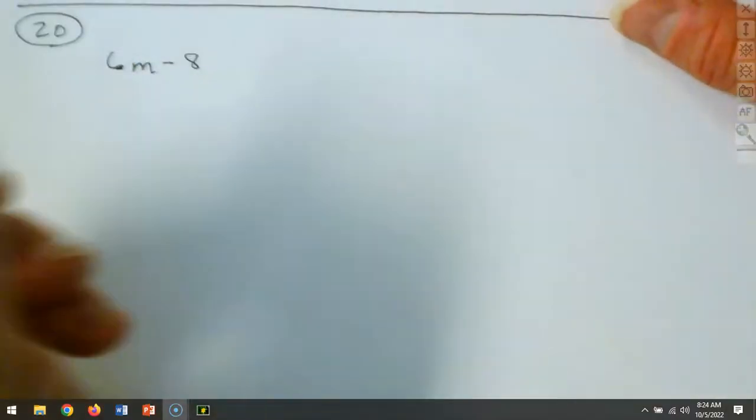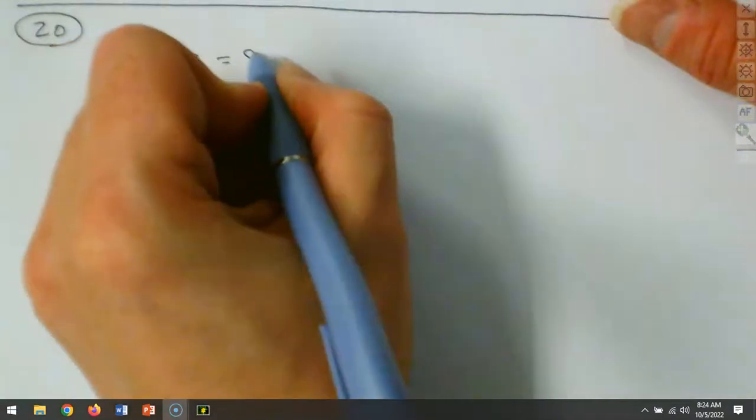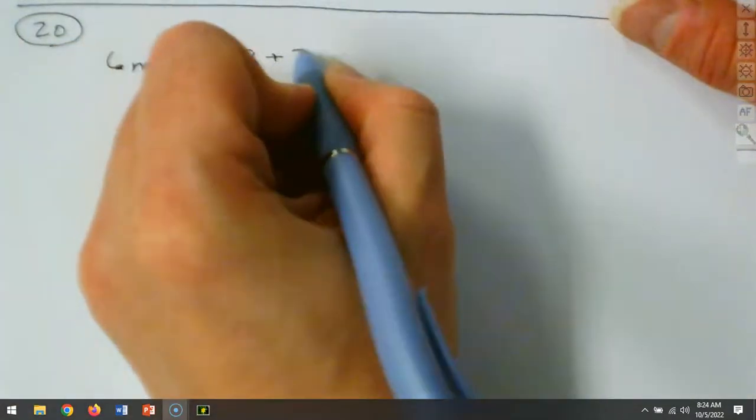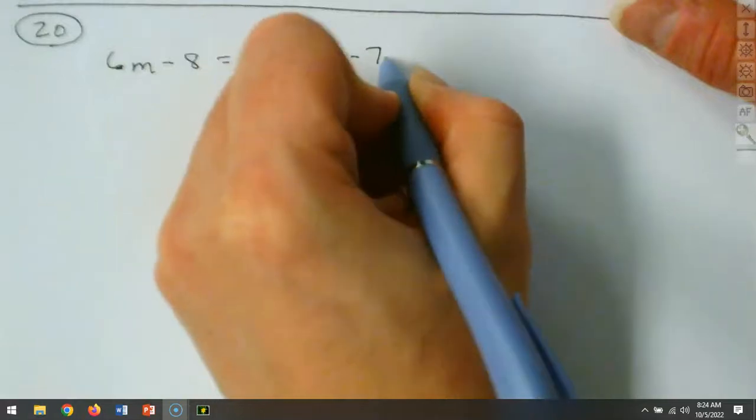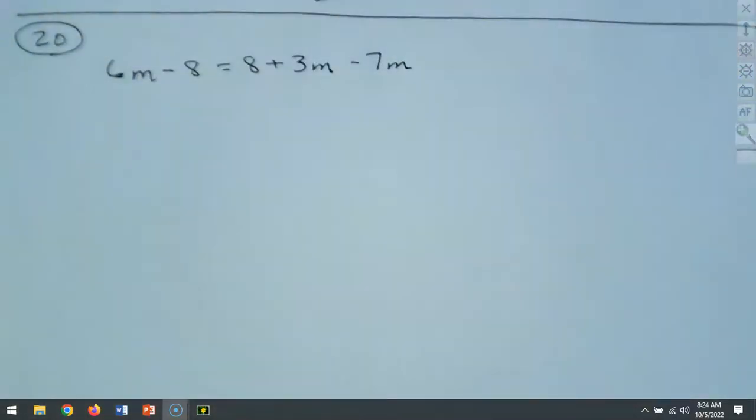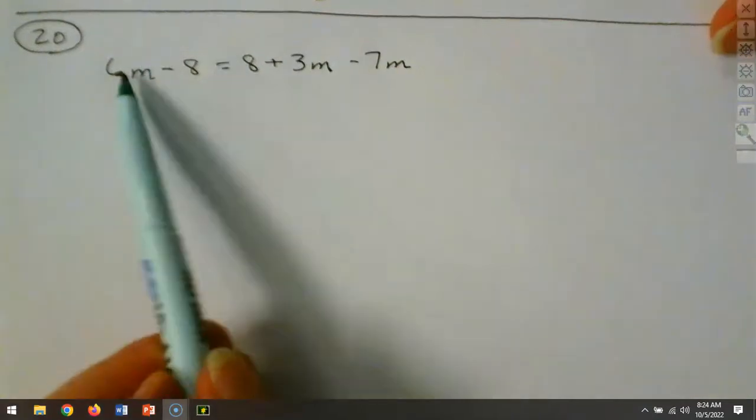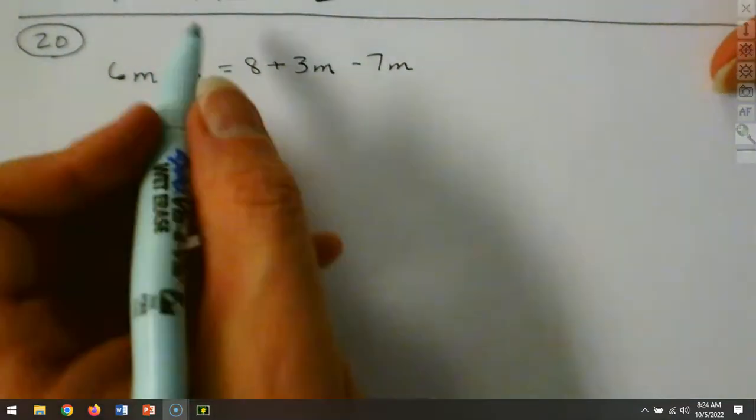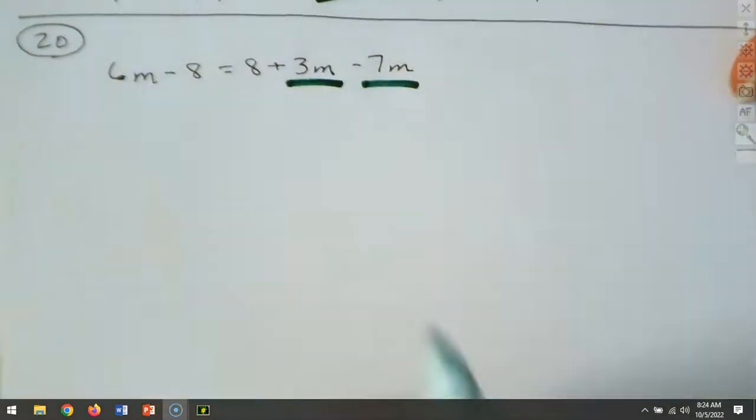Okay, question 20. We've got 6m minus 8 equals 8 plus 3m minus 7m. Okay, so what's the first thing that I should try and do here? Before we move things around, I need to look. These cannot go together on the left, but on the right, those can go together, can't they? So the very first thing I do is I see that those can go together.